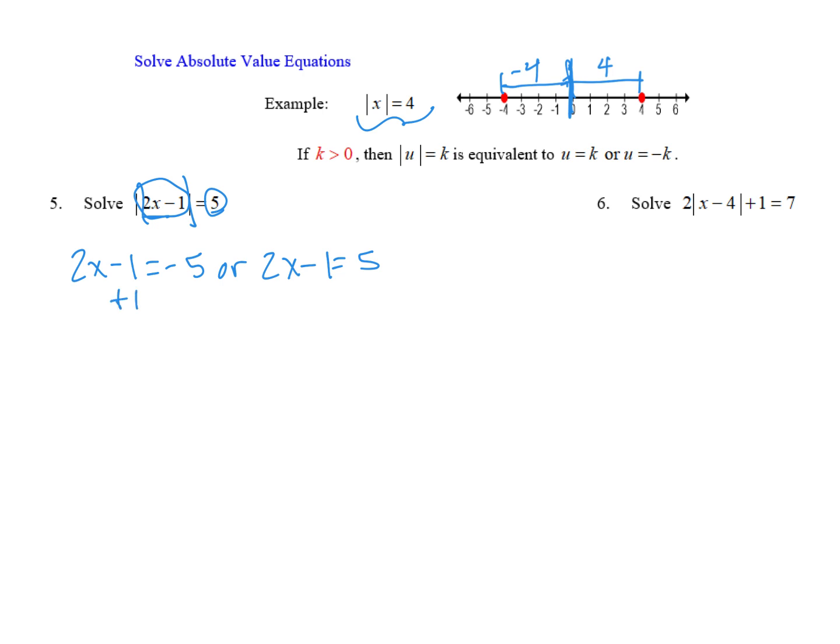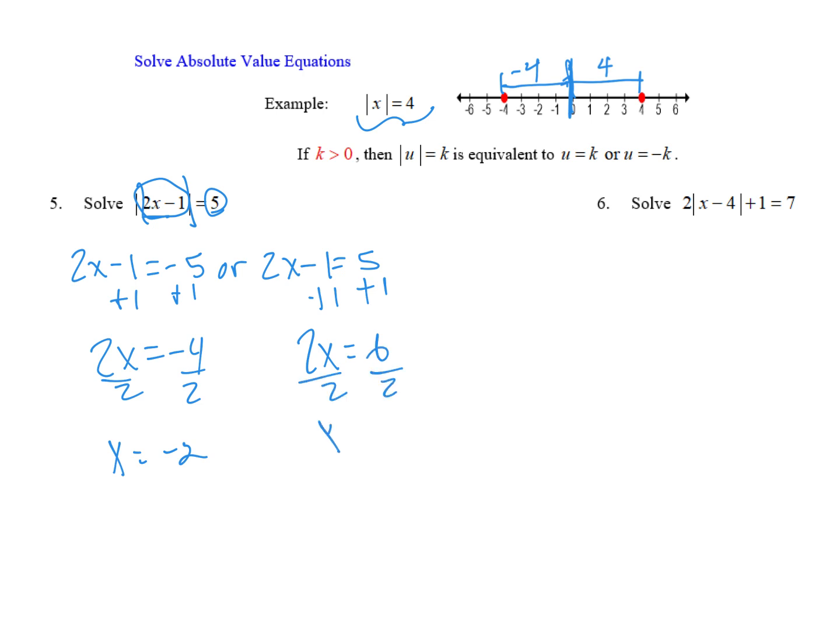I'm going to add 1. So 2x equals negative 4. And then I'm going to divide by 2. x equals negative 2. Plus 1. 2x equals 6. Divide by 2. x equals 3. And so my solution here is x could be negative 2 or x could be positive 3.